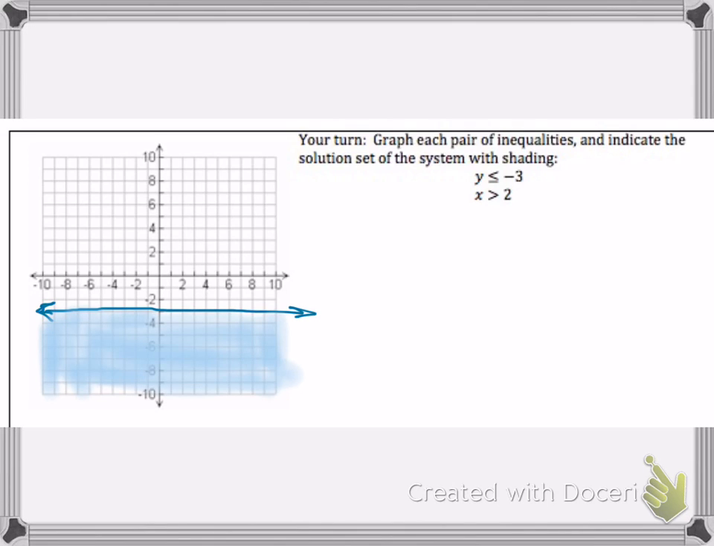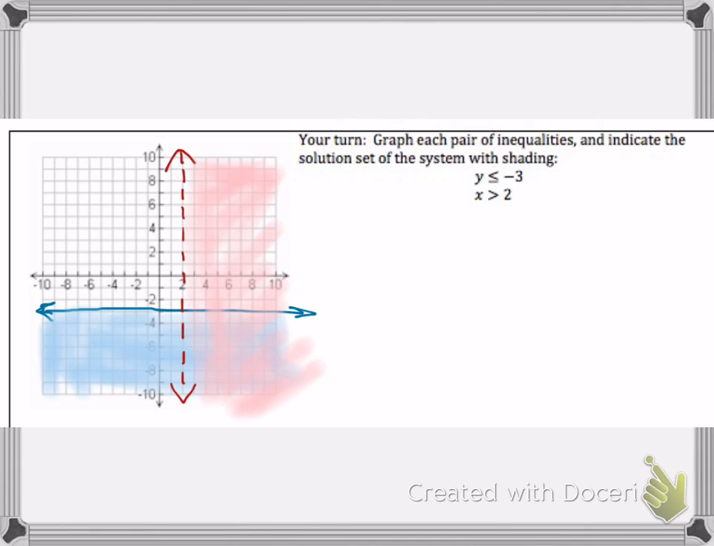So y is less than or equal to -3, looks like that. We've got a horizontal line at -3, y equals -3. And because it is equal to, that line is a solid line. And because we're shading less than, we're shading downward on the y-axis.